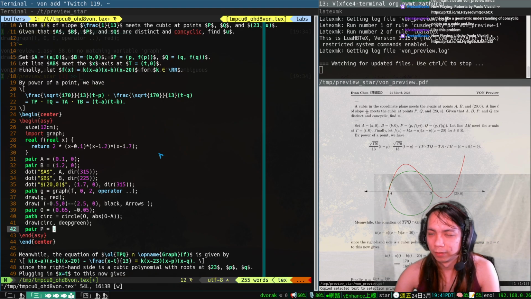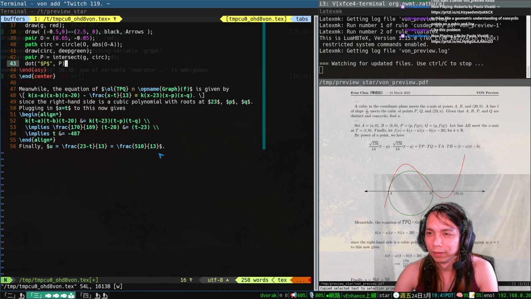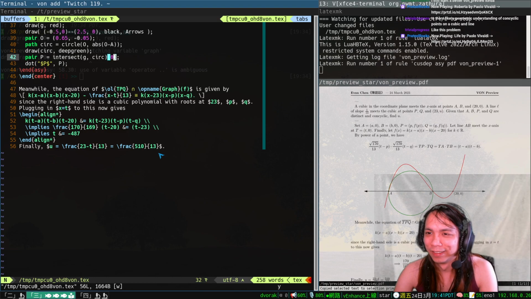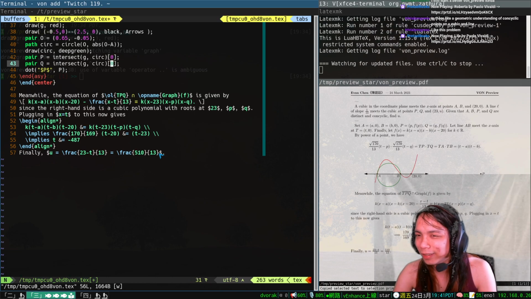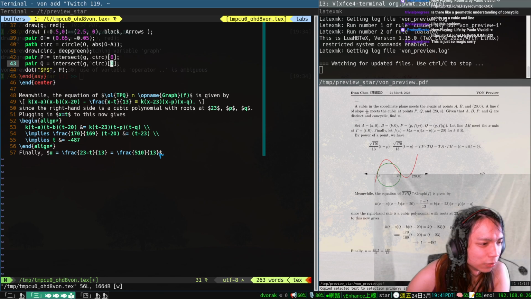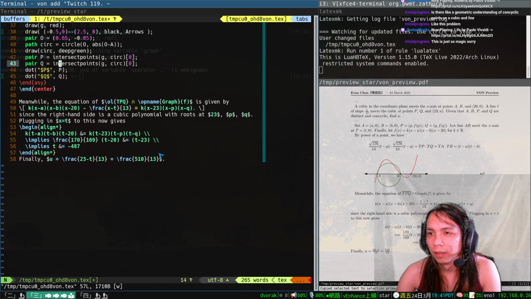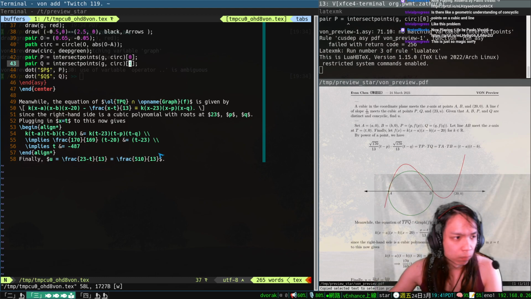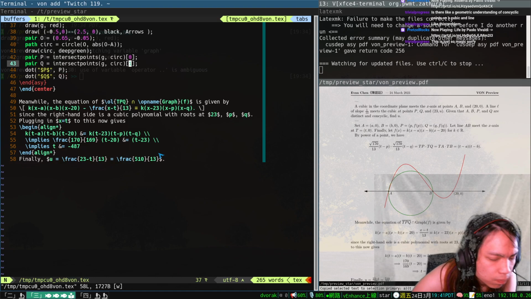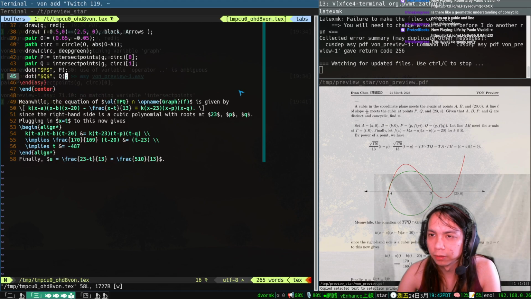Okay, so intersect G circ. And I have no idea what order they're going to come in, honestly, so we're just going to try them all. What? No. Oh, it's intersection point. Or maybe it's not. Intersect. Oh, I don't know how to spell.